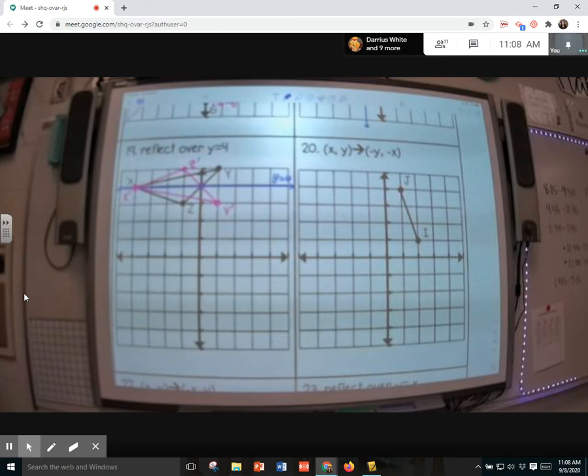Okay, on number 20, it gives you the coordinate rule. So what you're going to have to do with that coordinate rule is you're going to take your original coordinates and you're going to change their position and you're going to change their sign. So if I'm at 1, 4 for J prime is going to be at what? Switch their place and change their sign. -4, -1.